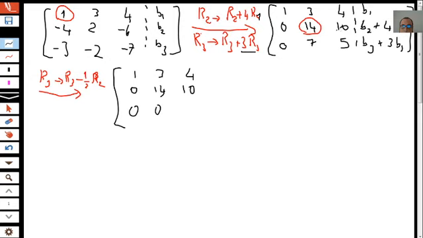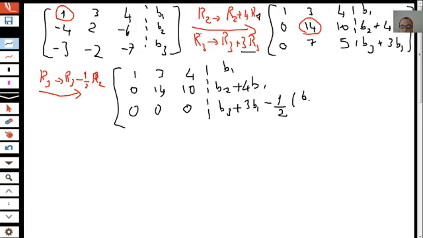So minus 1 over 2 times 10 is minus 5, plus 5 becomes 0, and b2 plus 4b1, and minus 1 over 2 times R2, namely b3 plus 3b1 minus 1 over 2 times the second entry b2 plus 4b1.